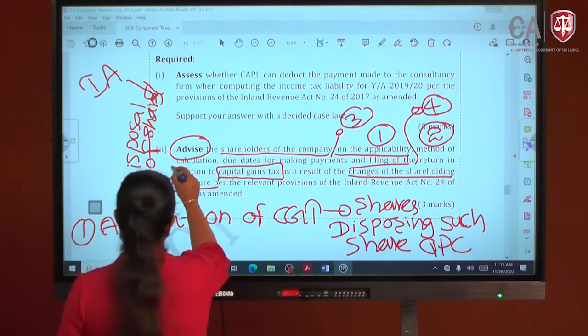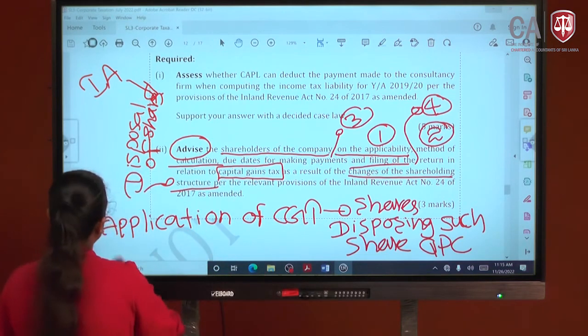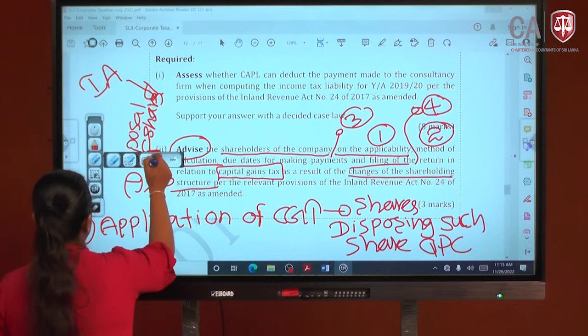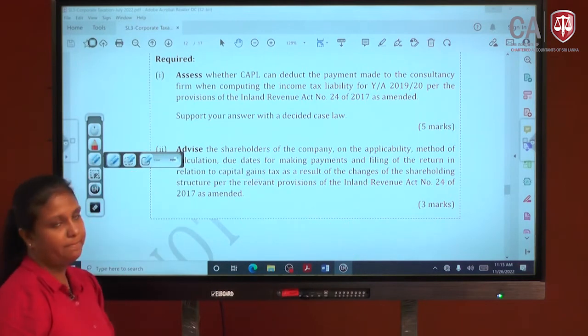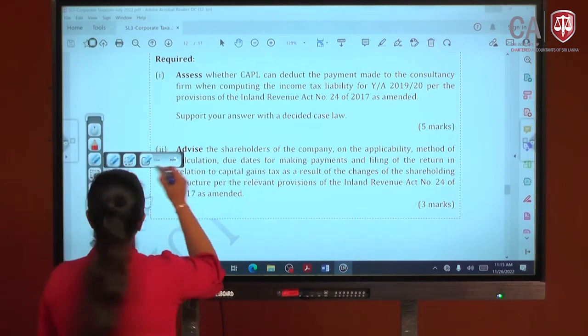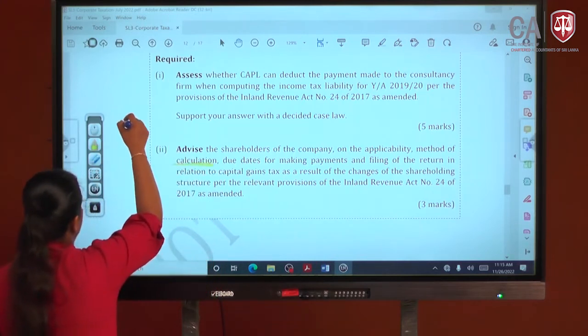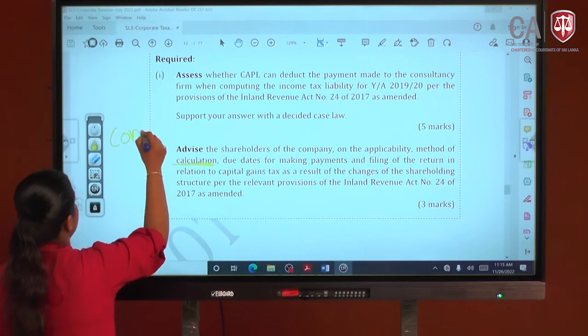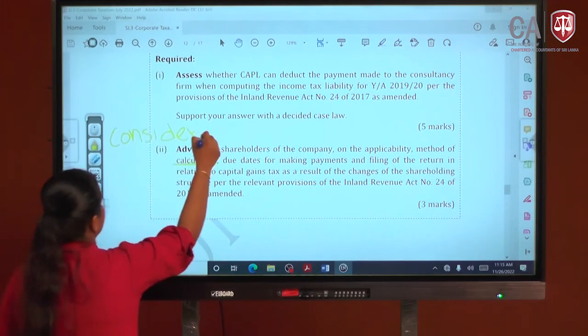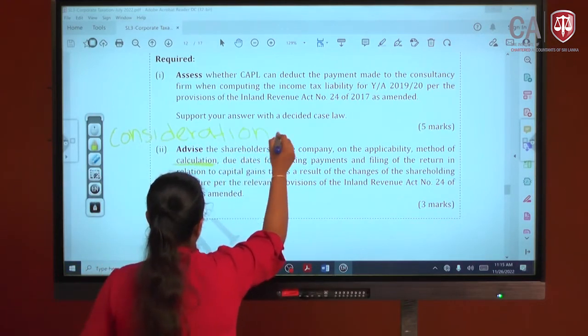Secondly, method of calculation. How to calculate? How to calculate the capital gain? Then I'm coming to the method of calculation. Then how to calculate is the consideration minus cost.